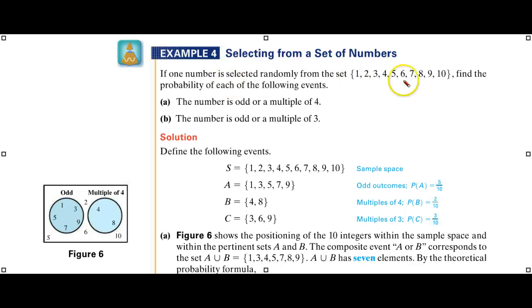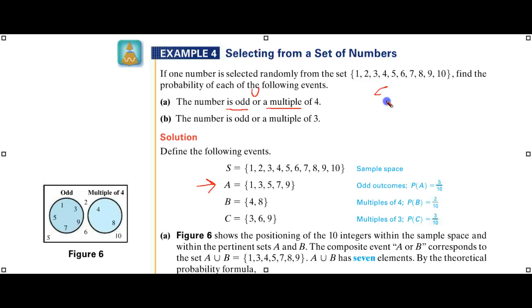Here's our sample space, which are the first 10 integers, 1 through 10, and we want numbers that are odd or, which indicates union, multiples of 4. So the odd numbers, as we define our set, are 1, 3, 5, 7, 9.